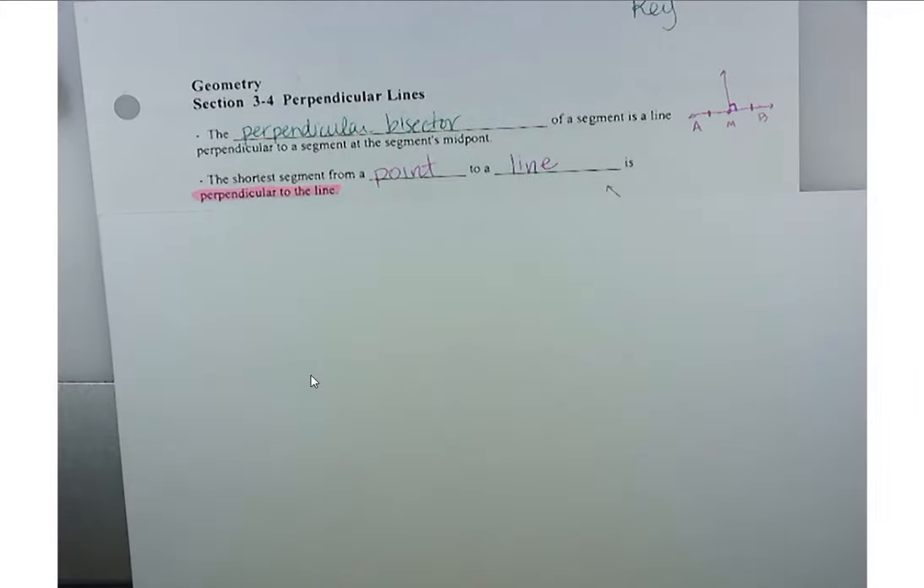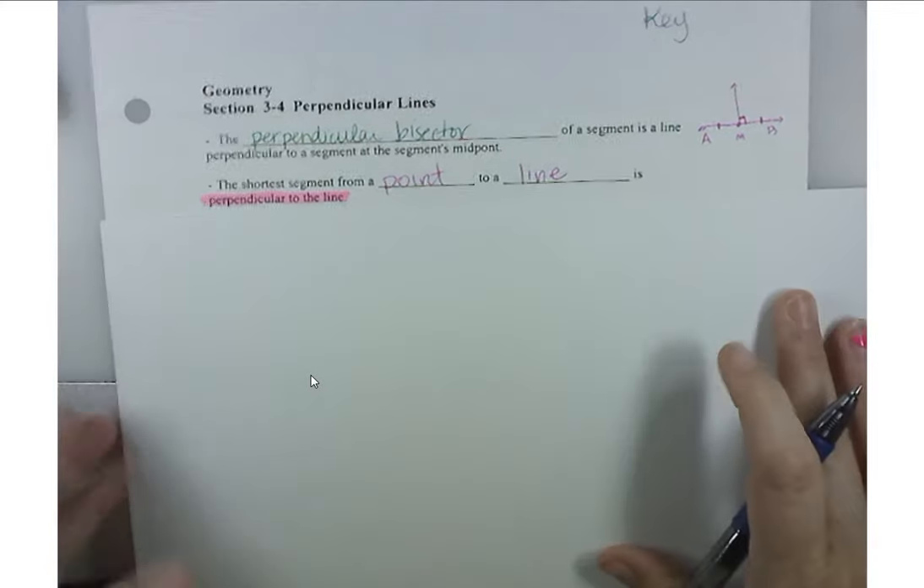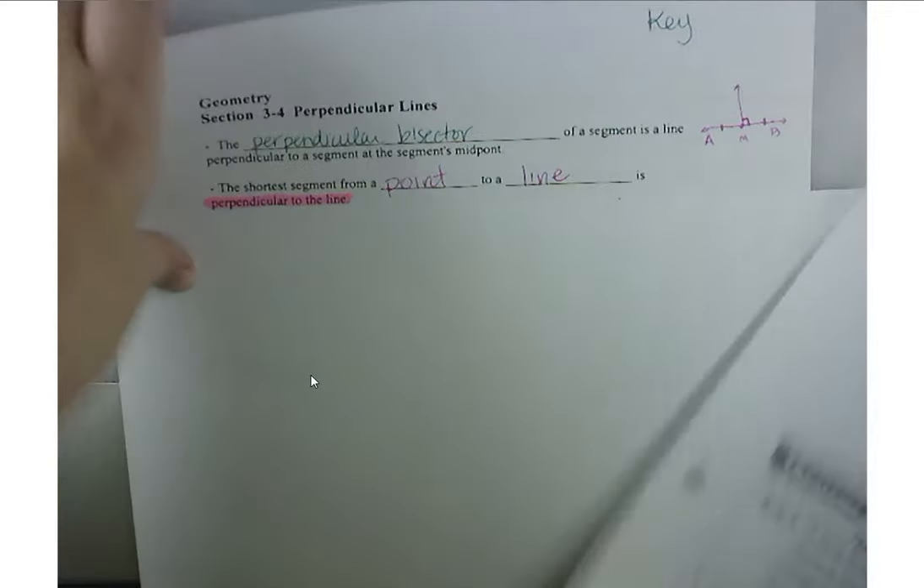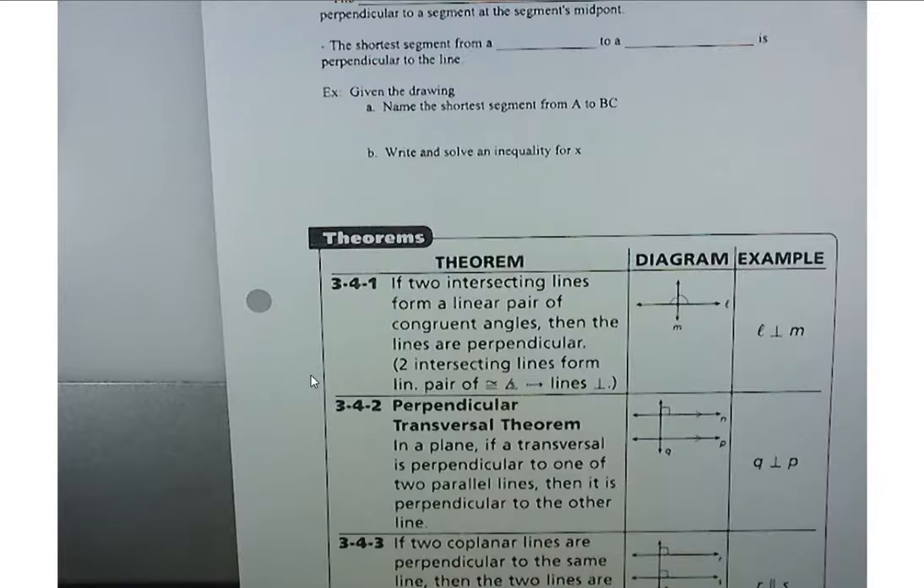Okay, and then the next thing we need to know is that the shortest segment from a point to a line is perpendicular to the line. Okay, so the shortest segment from a point to a line is perpendicular to the line. So for the next couple, I'm going to give you a drawing, and you are going to name the shortest segment from A to BC. And then we're also going to write and solve an inequality for x. Okay, so we're going to do that part together.